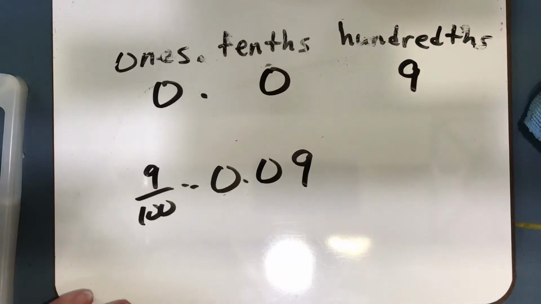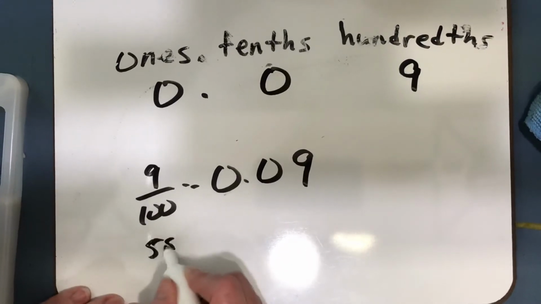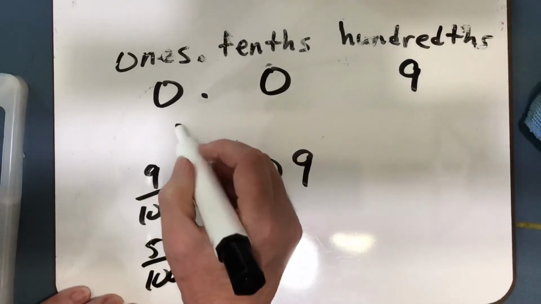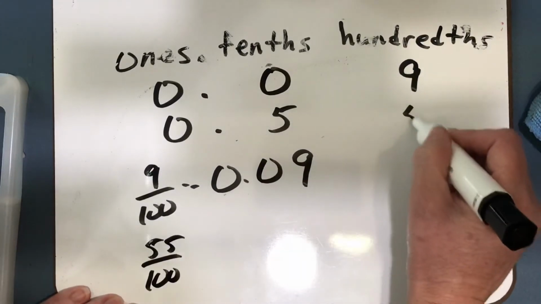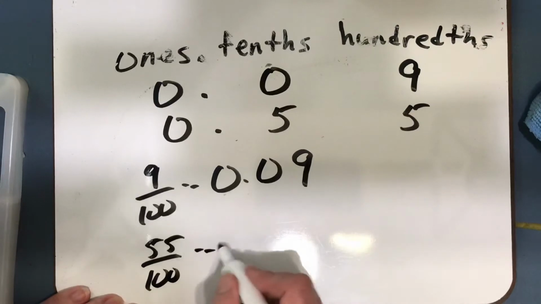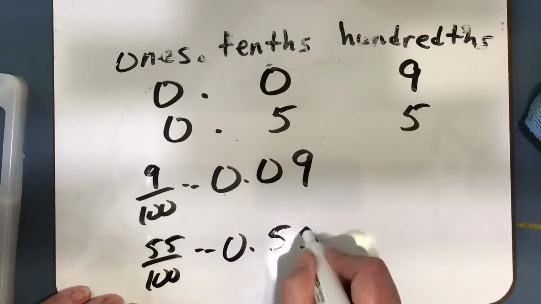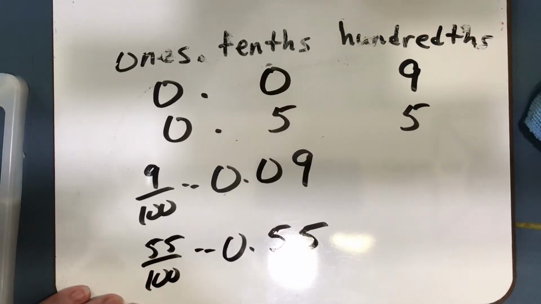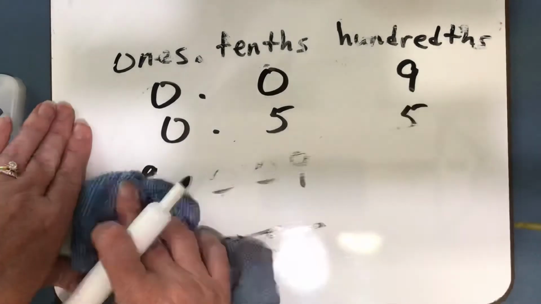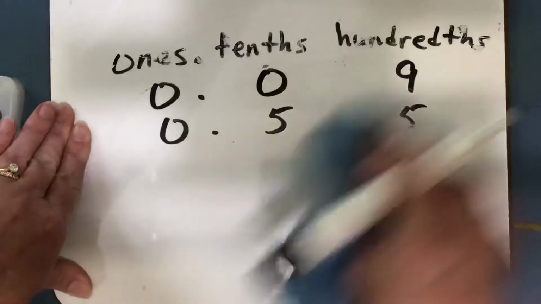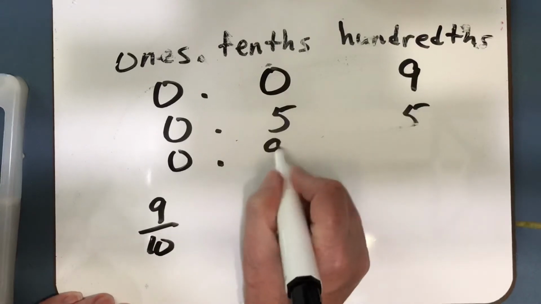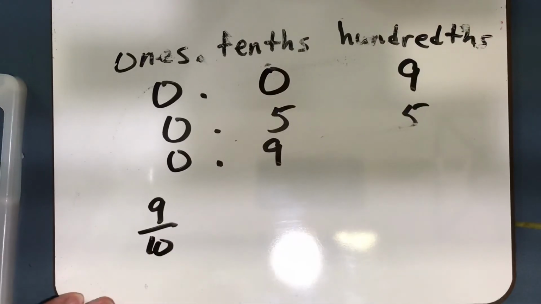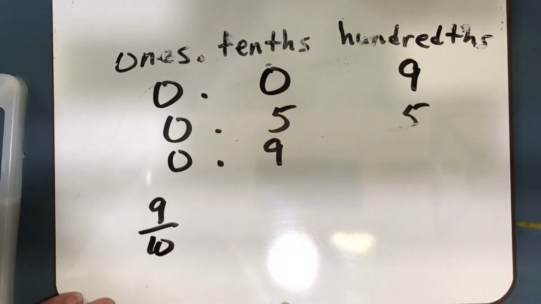Number 2 says 55 hundredths. So you would put a 0 in the ones place, your decimal point, and a 5 in the tenths place, and a 5 in the hundredths place. So that would be 55 hundredths. And let's look down at number 5. Number 5 says 9 tenths. So you're going to put a 0 in the ones place and a 9 in the tenths place. You're not going to have anything in the hundredths place, just a 9 in the tenths place.